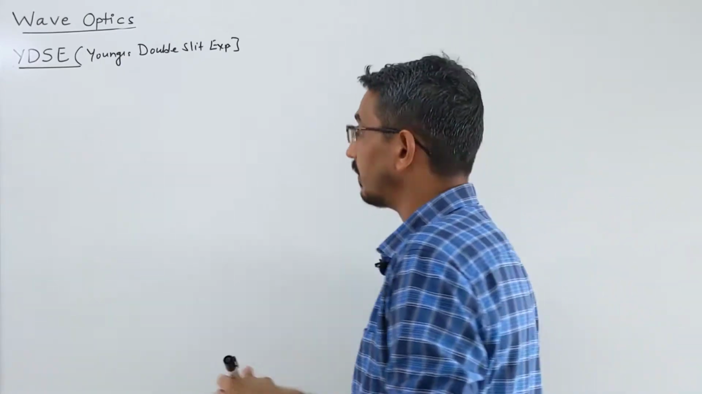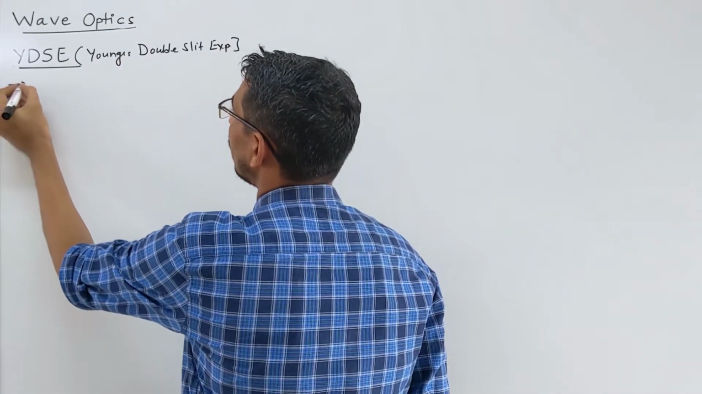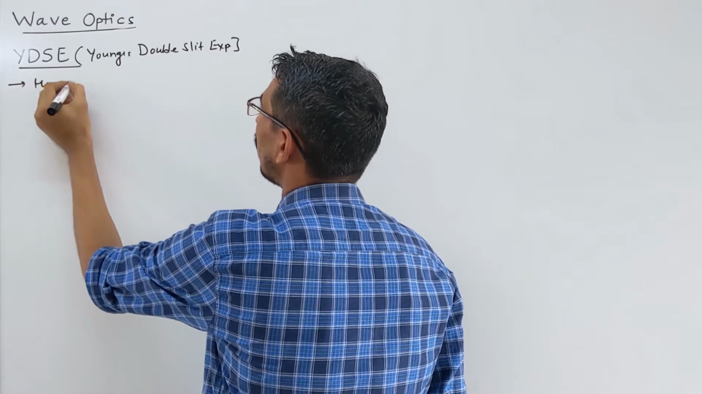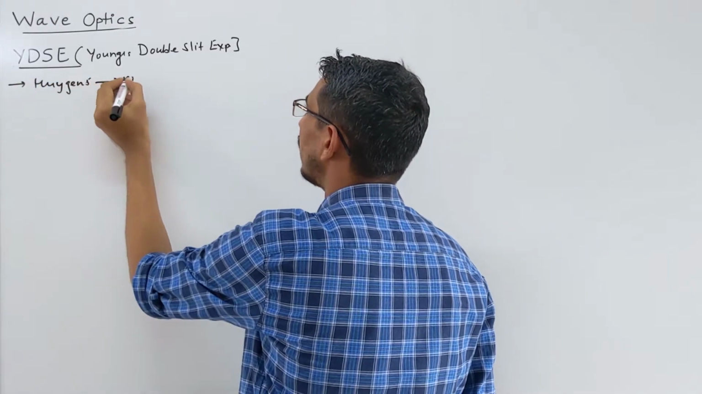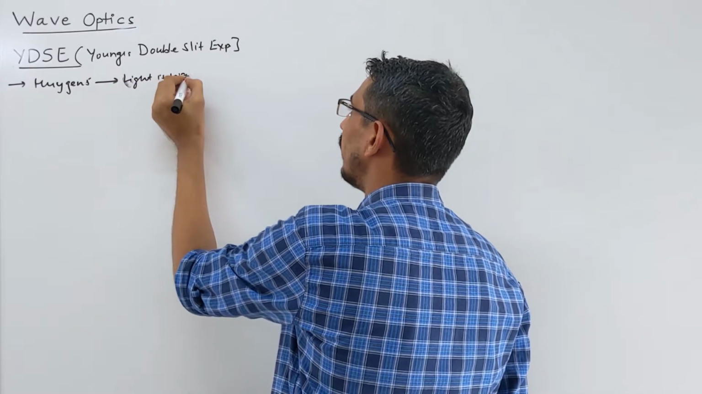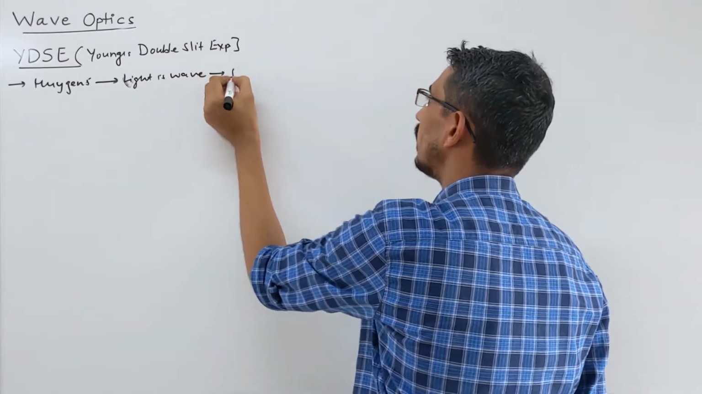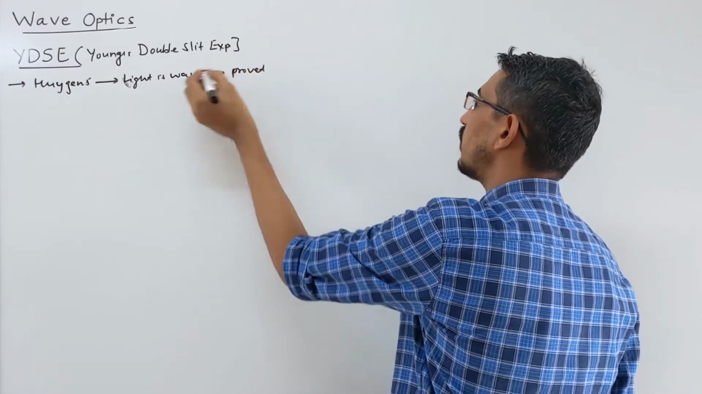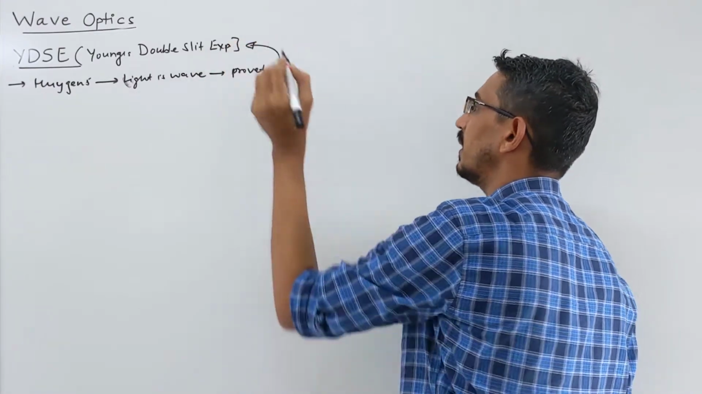Once more I'm telling, this guy, he gave what? He said light is a wave. Light is a wave. So this was proved by what? The experiment proved by YDSE, that we are learning right now.